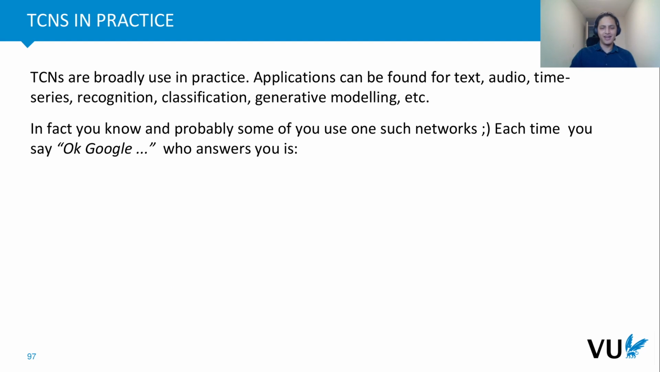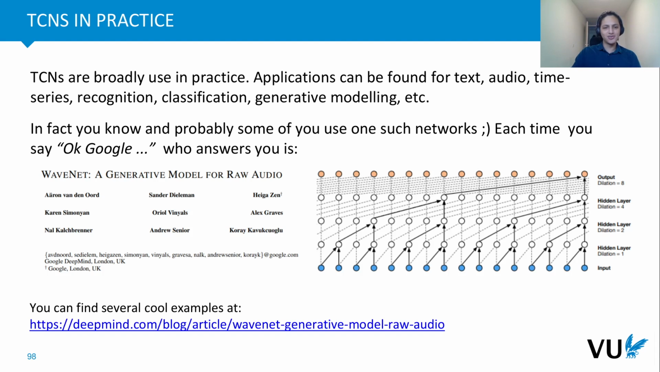As a matter of fact, I think most of you have already come into contact with one of these networks. For example, each time that you say, okay, Google, to your phone, the lady that answers you is actually this lady here. It's called WaveNet, and it's based on a TCN architecture with some probabilistic interpretation of it, and it really works very well. It is really astonishingly good. And here I provide a link so that you can explore a little bit further some of the examples that they provide. It's really cool. They can also use the same person to condition on different languages, for example, and generate audio that is very, very good, very cohesive.